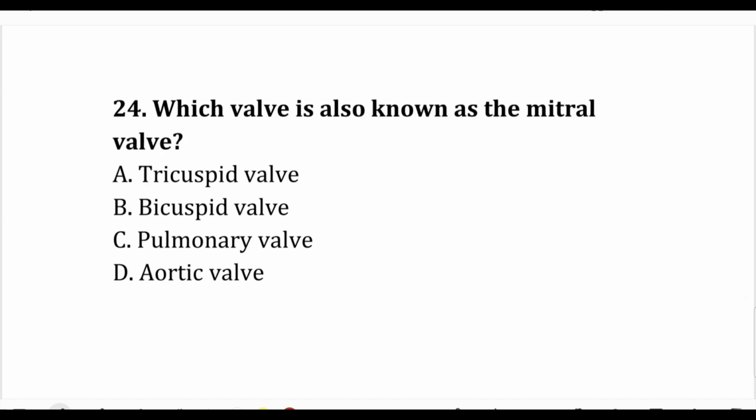Question number 24. Which valve is also known as the mitral valve? A. Tricuspid valve, B. Bicuspid valve, C. Pulmonary valve, D. Aortic valve. So the answer is mitral valve means bicuspid valve. It is another name of bicuspid valve or left atrioventricular valve. It is located in between the left auricle and left ventricle.